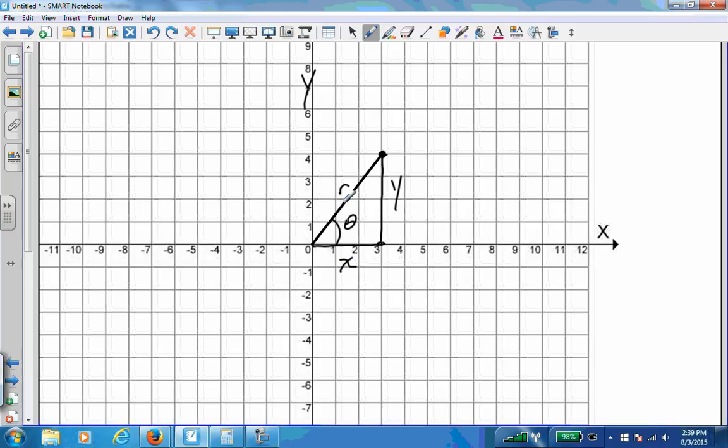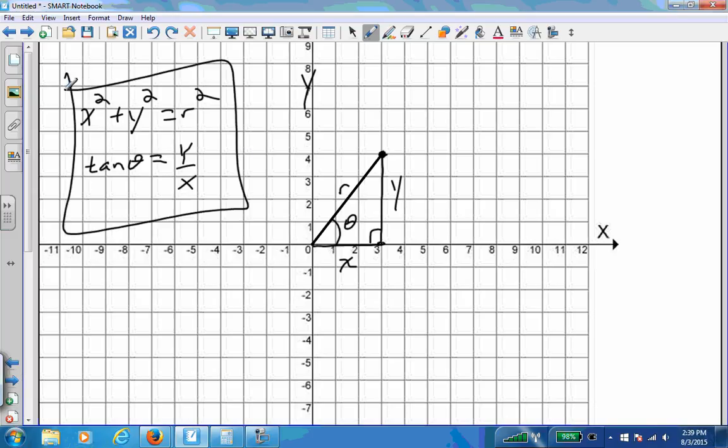So if we want r, x squared plus y squared is r squared. If we want theta, it's the y coordinate over the x coordinate. So if you're given an ordered pair, these relate your ordered pair to your r and your ordered pair to your theta.